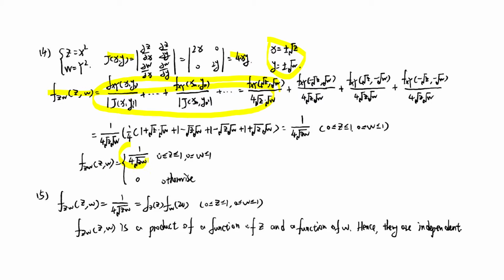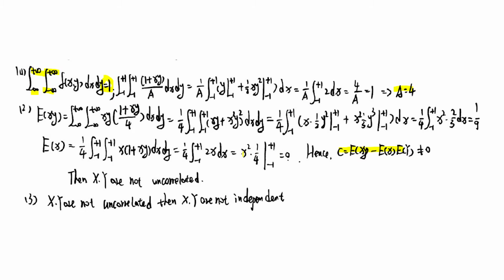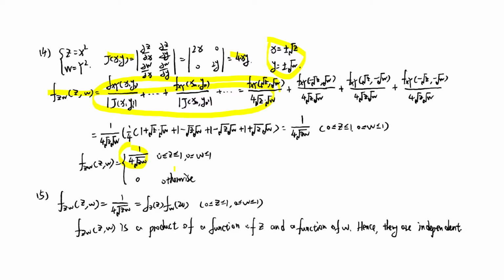Then we just need to apply this equation here to find f_zw, and finally we calculate f_zw is equal to this. And we already know that the absolute value of x is less than 1, and the absolute value of y is also less than 1. So the range of z should be 0 to 1, and the range of w should also be 0 to 1, and otherwise f_zw is equal to 0. So the answer is this.